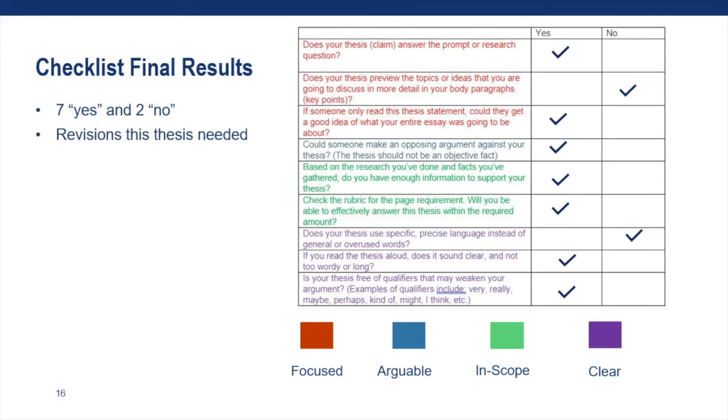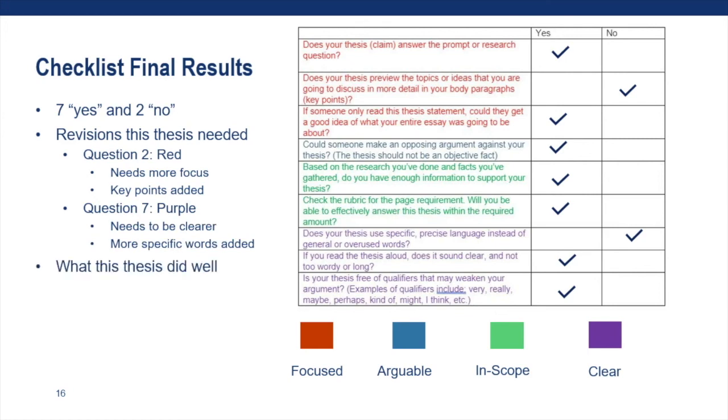And now I've reached the end of my checklist. I had one question check for no in the red group, which means I needed to make sure my thesis was focused enough. I added the key points, which improved the focus. I checked one no in the purple group, which means I needed to make sure my thesis was a little clearer.